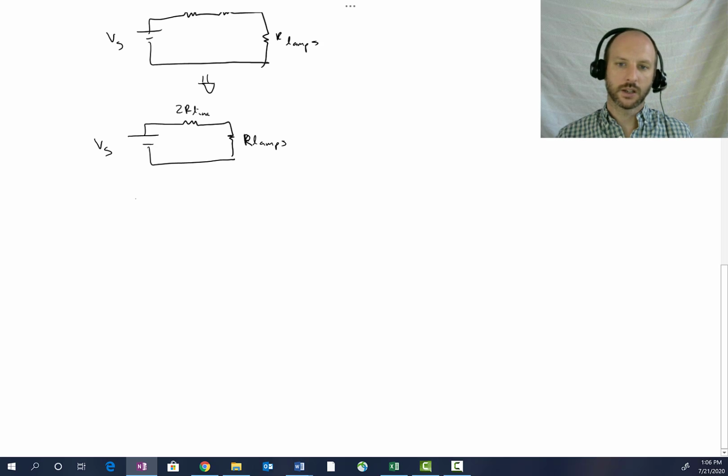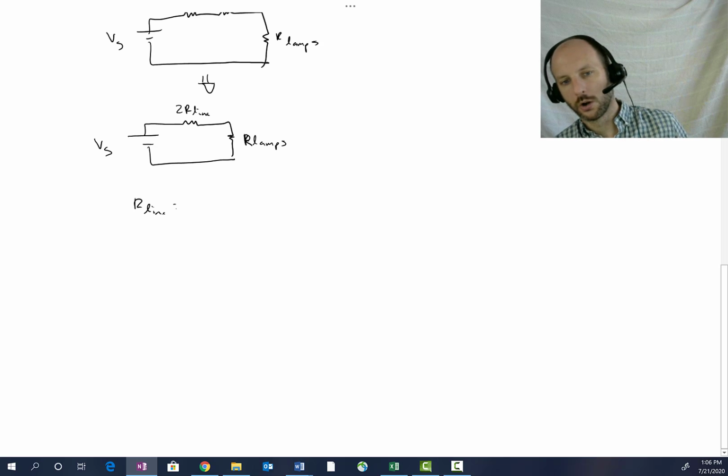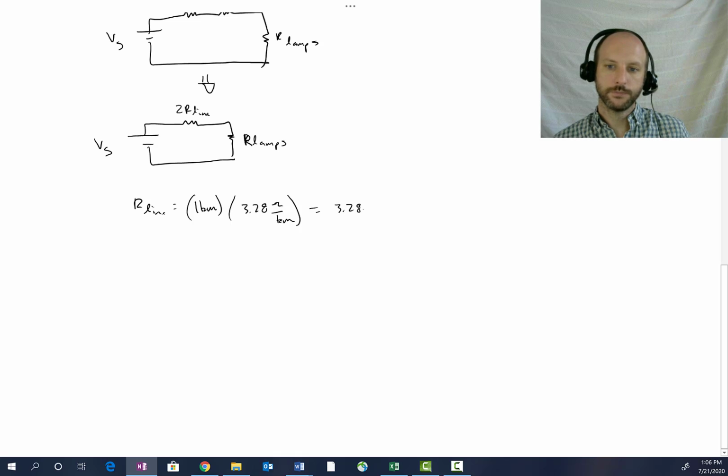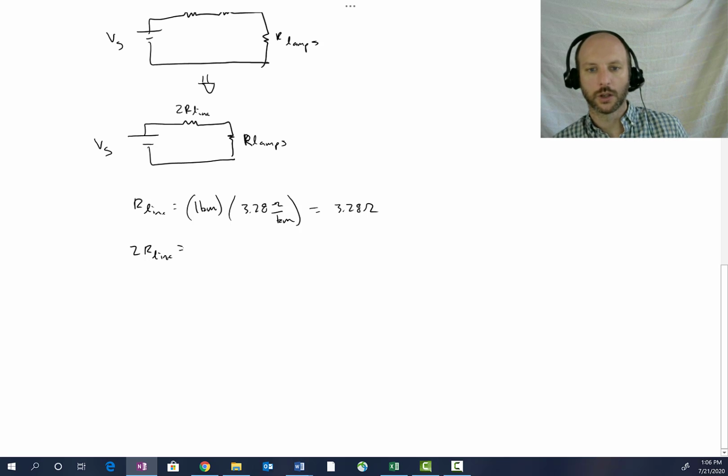What we need to calculate next is what the R line is. We know it was a 1 kilometer line, and we know that it was 3.28 ohms per kilometer, so the kilometers just cancel there and you get 3.28 ohms for 1 kilometer of line. You'll find out later that there are more advanced models. This is just a simple analysis method. It's called a lumped method.